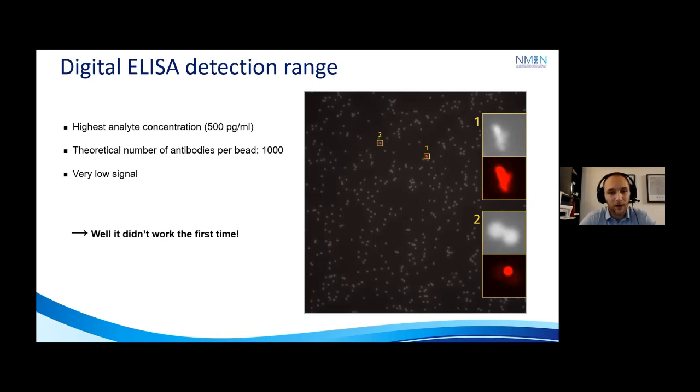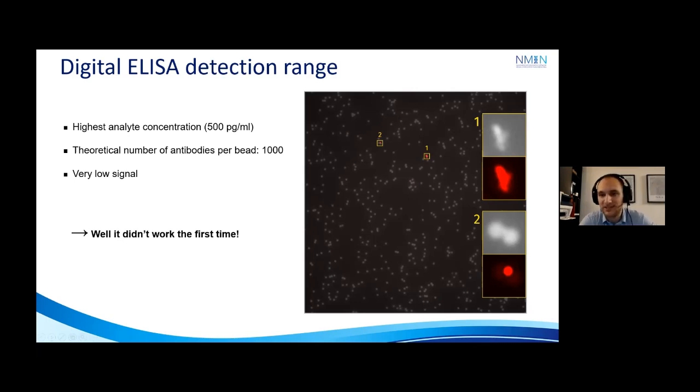So I'm working here with the highest analyte concentration, the one at the very right on the previous graph, a theoretical number of antibodies per bead of 1,000. In theory, we would want one antibody per bead, and I'm still getting a very low signal. So it didn't quite work the first time. And I'm gonna move this so you can see the figure.